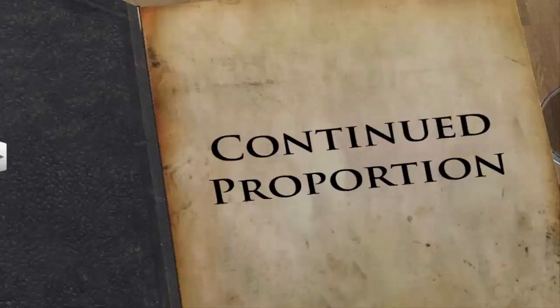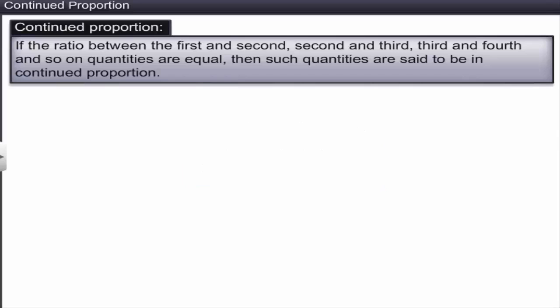In this module, you will learn about the continued proportion. Let's see continued proportion. If the ratio between the first and second, second and third, third and fourth, and so on, quantities are equal, then such quantities are said to be in continued proportion.